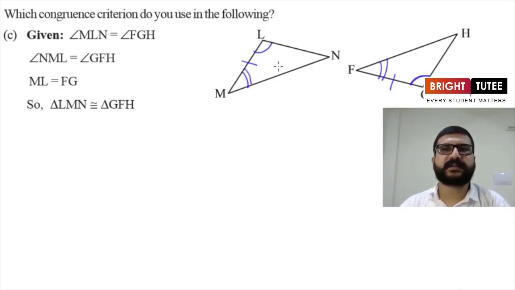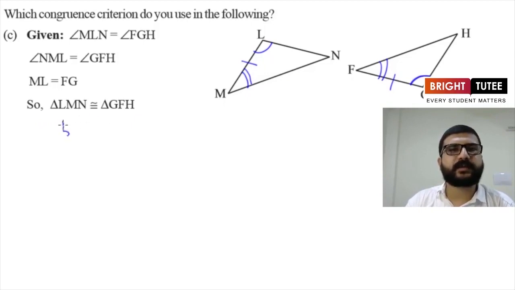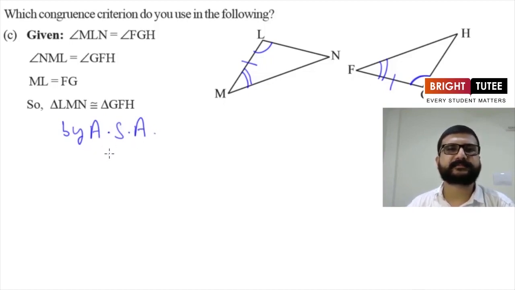This is also given in the question, and LM is equal to FG. So what we are using here is two angles of a triangle and a side included between these two angles are correspondingly equal to two angles of another triangle and a side included between these two angles. So it means what we are using here is angle side angle. So it means these two triangles are congruent by angle side angle, that is ASA criteria.